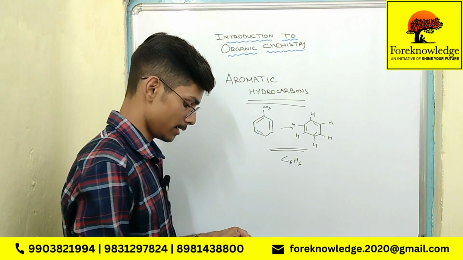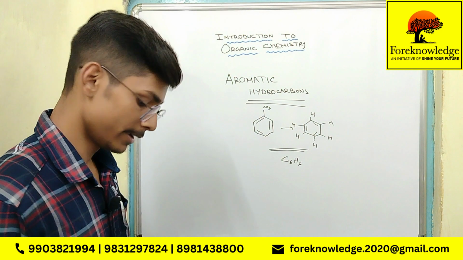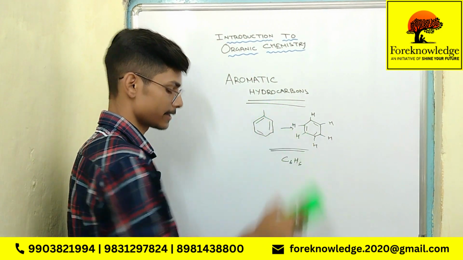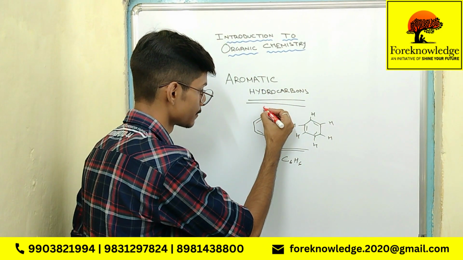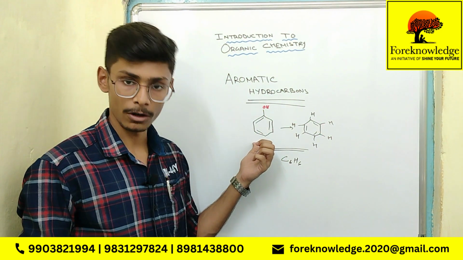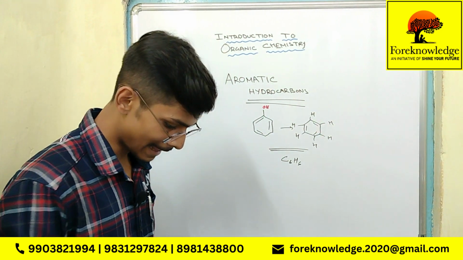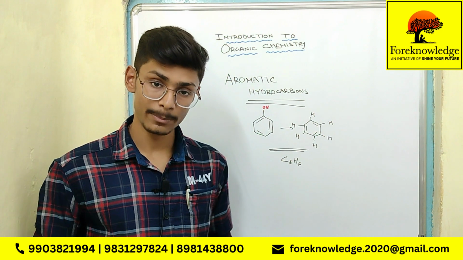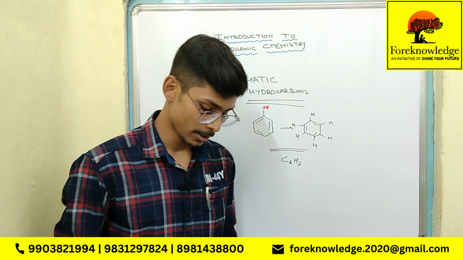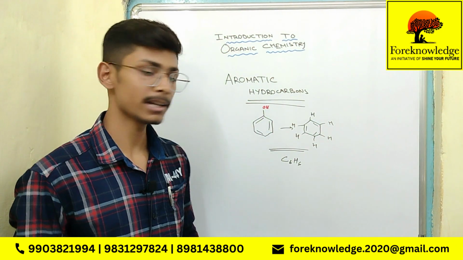And there are more aromatic compounds like toluene, that is when one CH3 group is present. And if I replace this CH3 with OH, it is known as phenol. And there are more compounds like anisole, aniline, benzoic acid. So basically these are aromatic hydrocarbons.